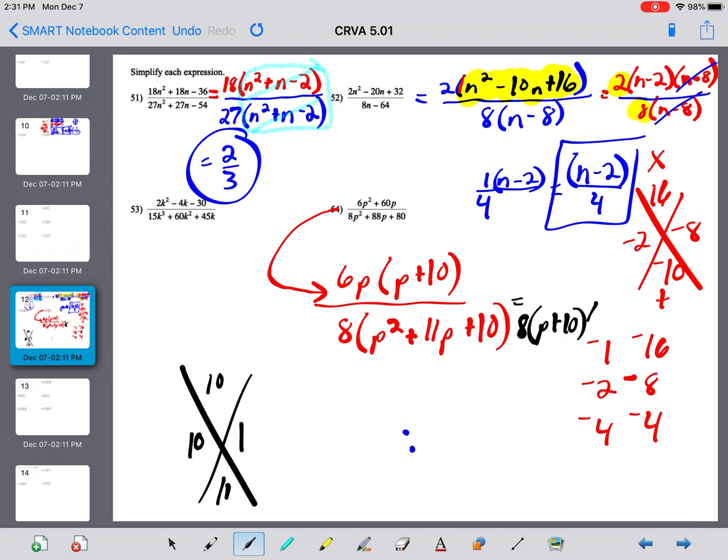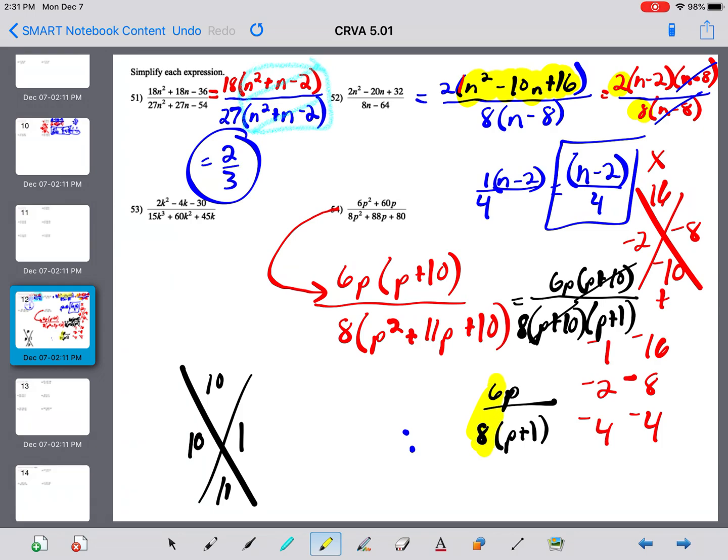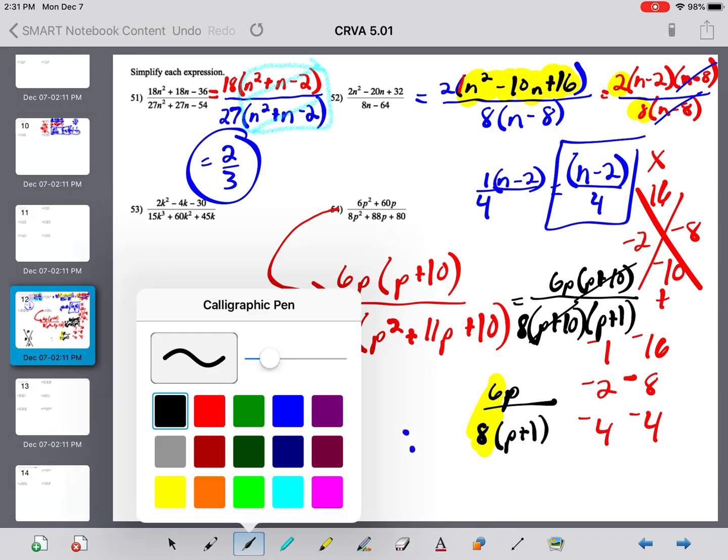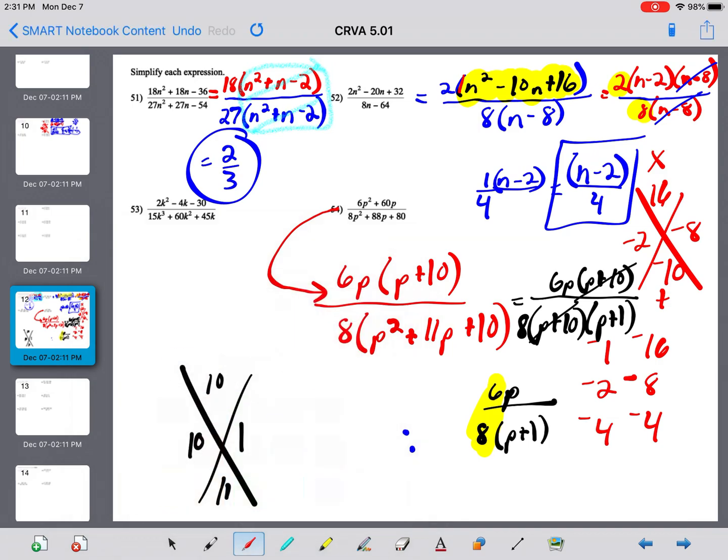P plus 10 times p plus 1. On top we have 6p times p plus 10. So the p plus 10s will cancel out. And on the bottom we have 8 times p plus 1. Of course, on the top we have 6p. That 6/8 can get reduced or simplified to 3/4. There we are.